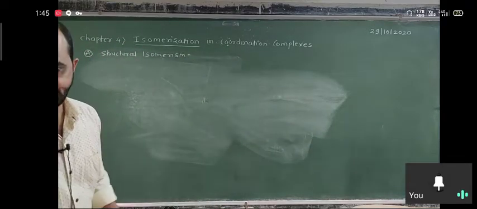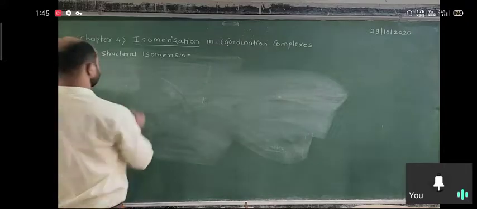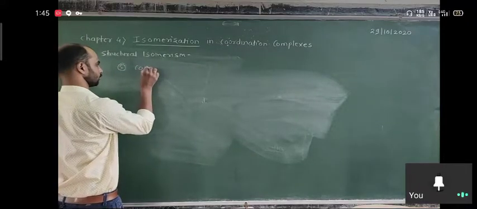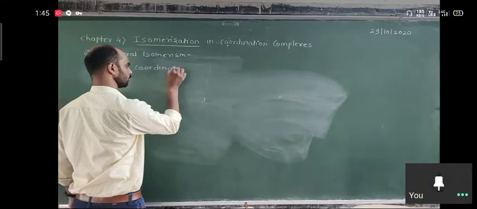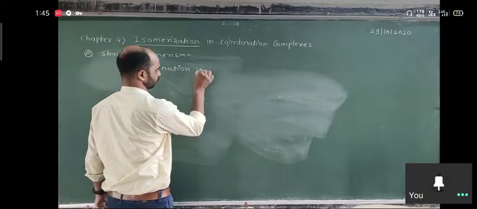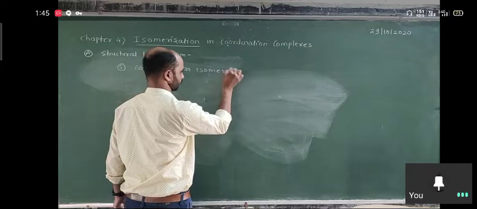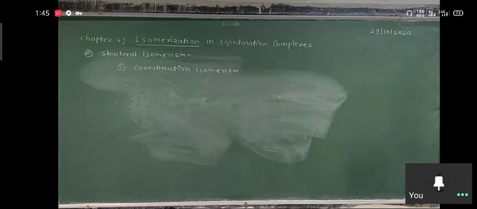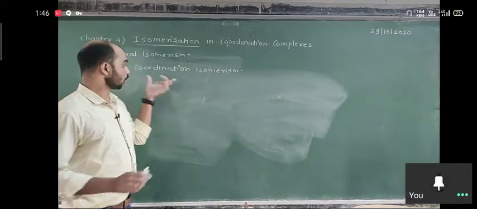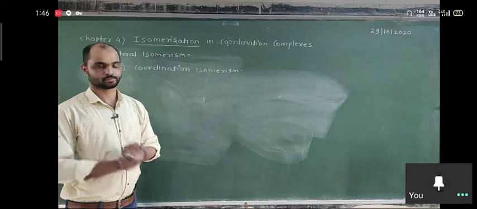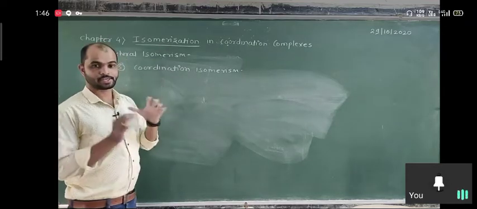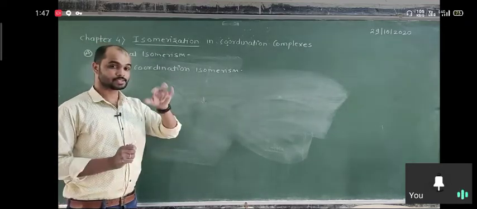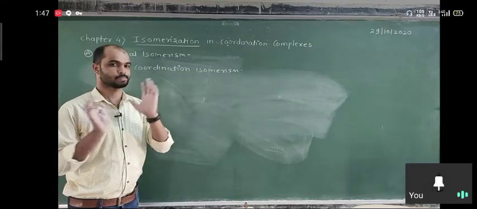We're going to discuss the fifth one, coordination isomerism. Okay, we move to the next, coordination isomerism. Coordination isomerism means there is a difference in the coordination pair.